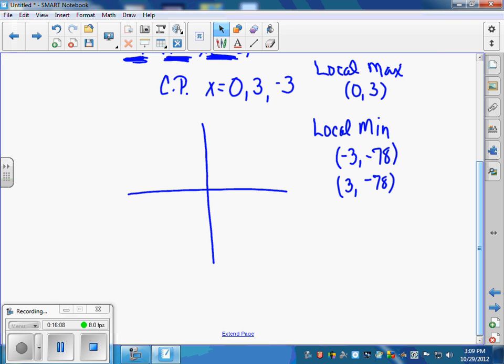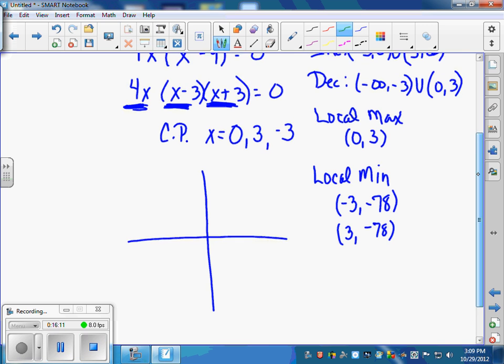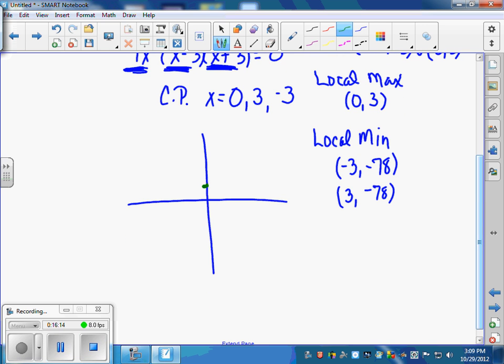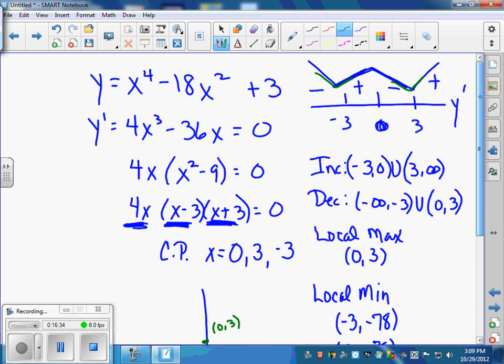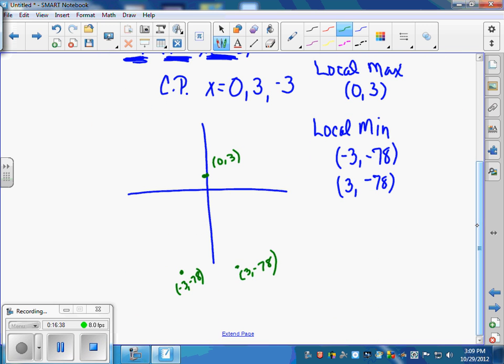All right, so let's plot our local extremum. We have a local max at 0, 3, so we'll just plot a point there. We'll call that 0, 3. We have two local mins, one at negative 3, negative 78, and then one at positive 3, negative 78. Now, following the sign chart, we should decrease, increase, decrease, increase. So it's going to decrease to there. It's going to turn and increase. It's going to decrease, and it's going to increase. And there's a sketch of your quartic.